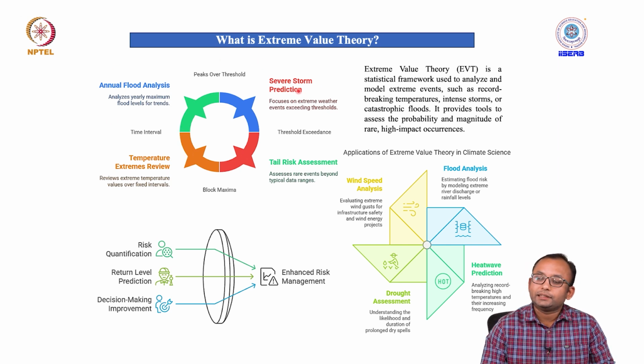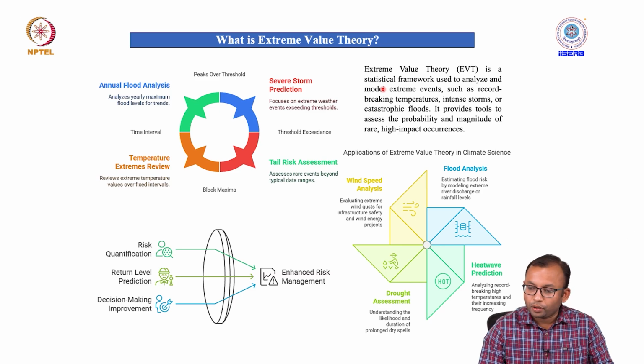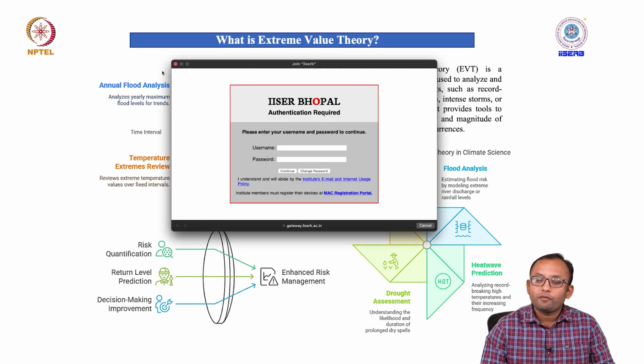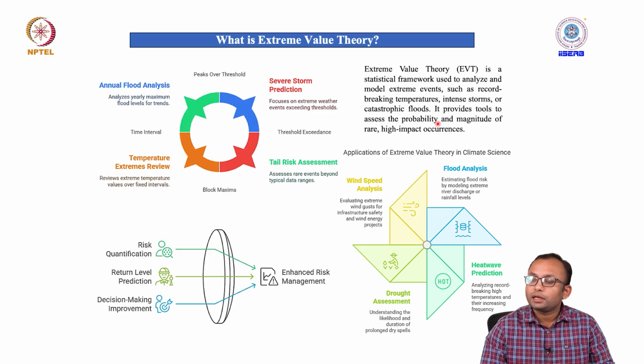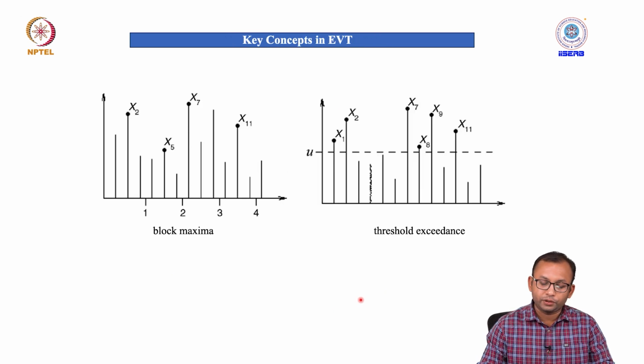Therefore, in that sense, extreme value theory is extremely important. It is a statistical framework where we can use extreme value analysis, such as record-breaking temperatures, intense storms, and catastrophic floods, to model these events, and then get information about their probabilities and corresponding magnitudes. So, this has applications in wind speed analysis, flood analysis, heat wave prediction, drought assessment and more. Here we can apply extreme value theory.